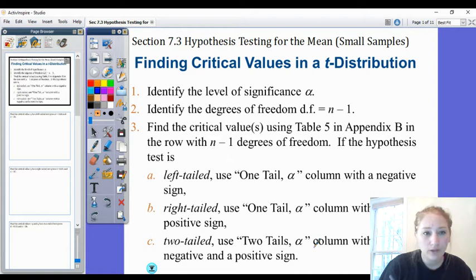Okay, so the first thing that you're going to do is identify your level of significance. This is your alpha. You're going to find the degrees of freedom, and you do this by subtracting 1 from your sample number. And then you're going to look at Table 5 in Appendix B. This is also on page A18.